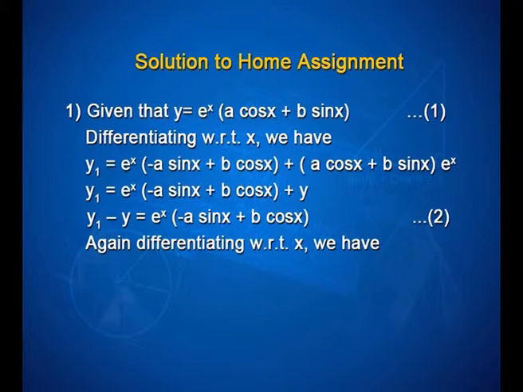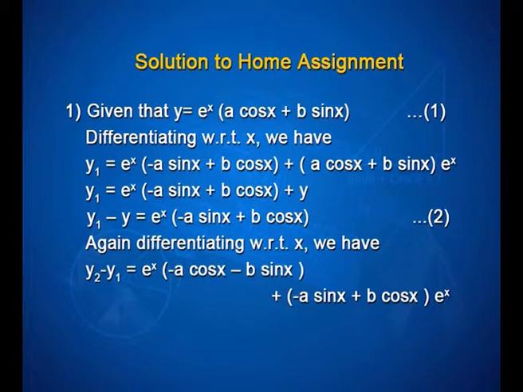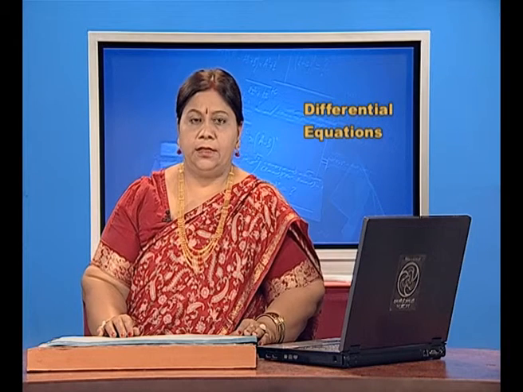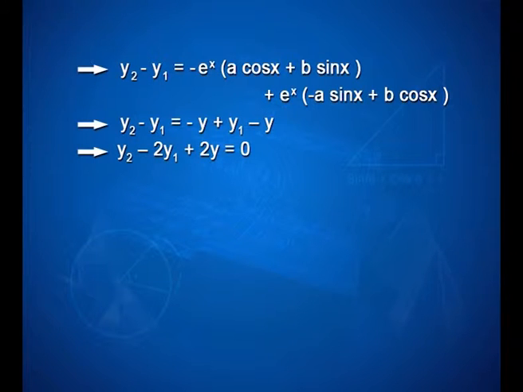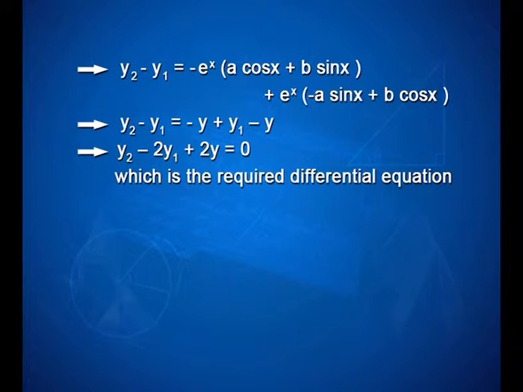Again differentiating with respect to x, we have y2 minus y1 is equal to e to the power x into (minus a cos x minus b sin x) plus (minus a sin x plus b cos x) into e to the power x. This implies y2 minus y1 is equal to minus e to the power x (a cos x plus b sin x) plus e to the power x into (minus a sin x plus b cos x). This implies y2 minus y1 is equal to minus y plus (y1 minus y). This implies y2 minus 2y1 plus 2y is equal to 0, which is the required differential equation.